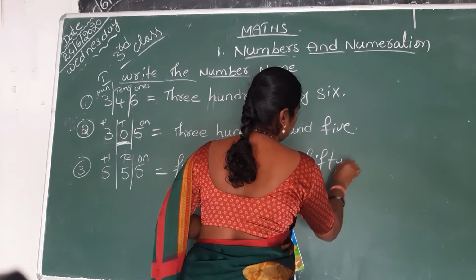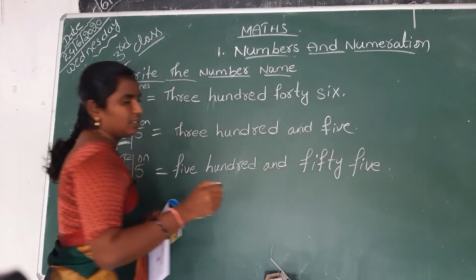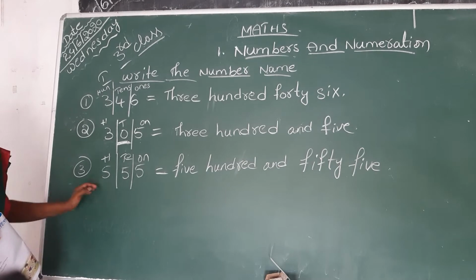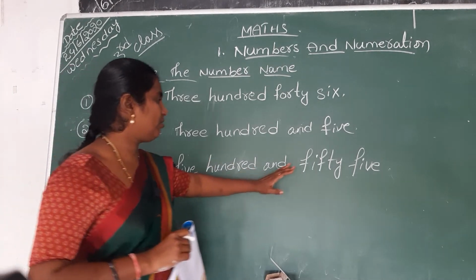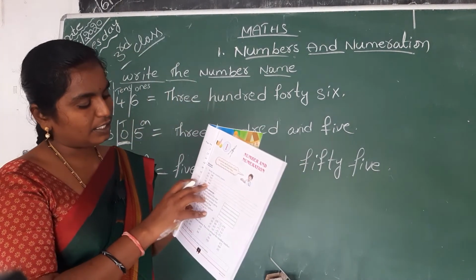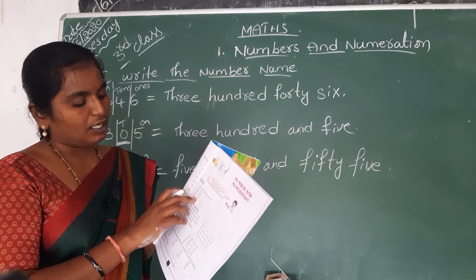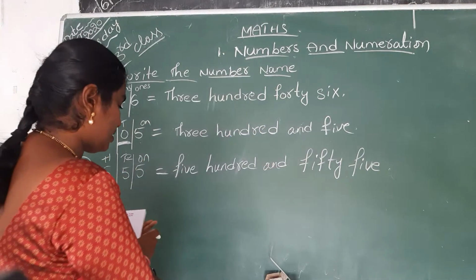500, 50 and 5, that is 555. 5 is in tens place, 50. 5 is in ones place, 5. So like this you have to write the number names. Next, remaining two problems are there, 990 and 247. I explained these three problems. Remaining two problems you have to write yourself.